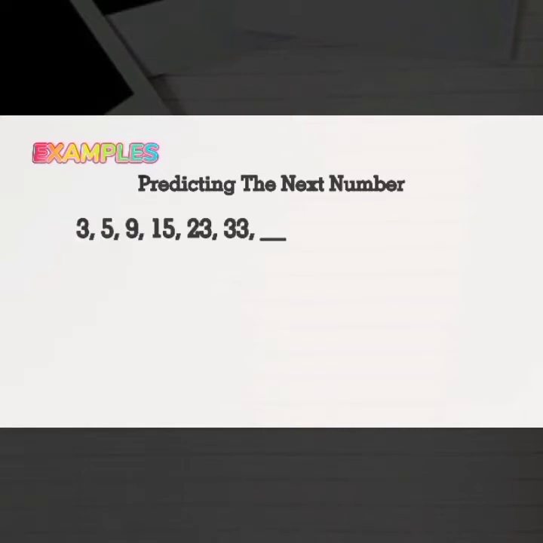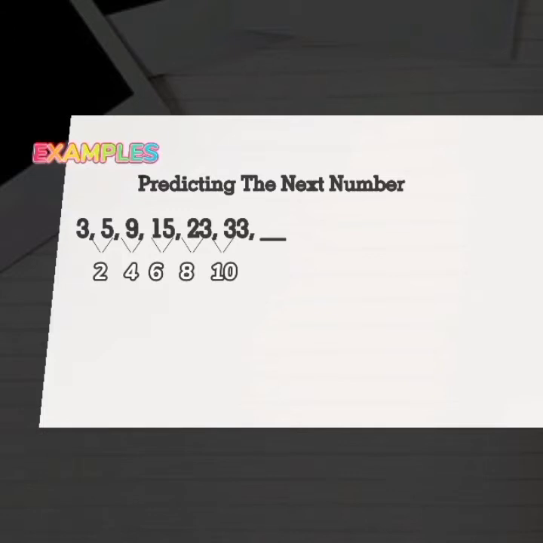So, those are the types of inductive reasoning. Examples: predicting the next number. We have the numbers 3, 5, 9, 15, 23, and 33. So what would be the next number? Let's check the differences. The differences are increasing by 2. We have 2 as the first difference between 3 and 5.